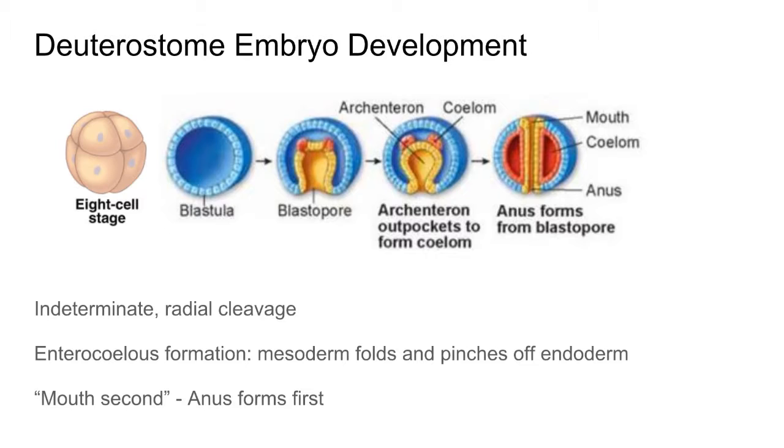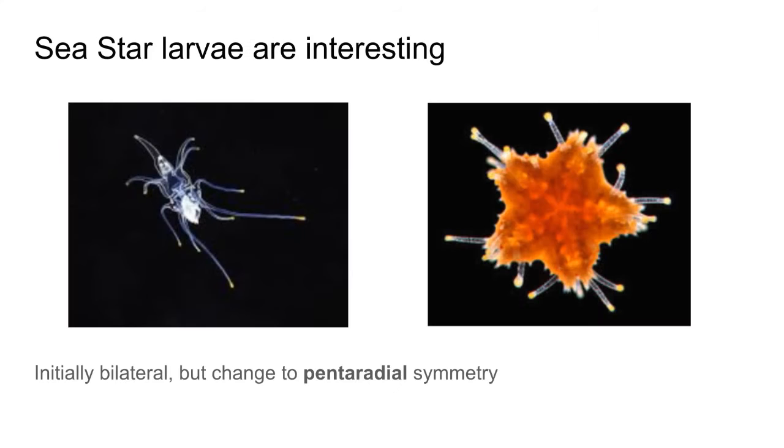And then also the key characteristic of deuterostomes that distinguishes them from the protostome embryo is the fact that the mouth forms second. That's what the word means, deuterostome, second mouth. And that's because the anus will form from the blastopore, and then as the embryo continues to develop, the mouth will form later on.